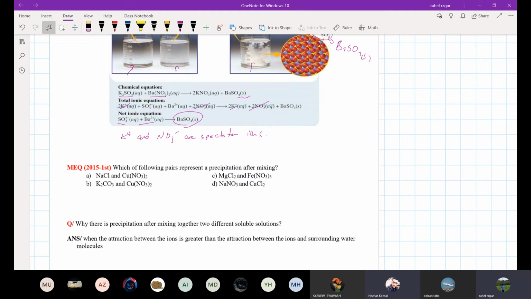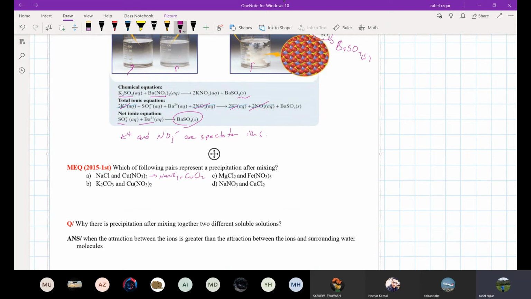Don't worry, we have a lot more examples. We haven't solved all the practices yet. We have many more practices. So for example here, NaCl and copper nitrate. When you look at them, what would be the possible reaction? Then it becomes NaNO3 and CuCl2.